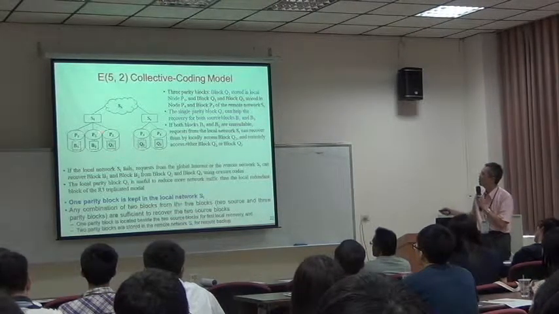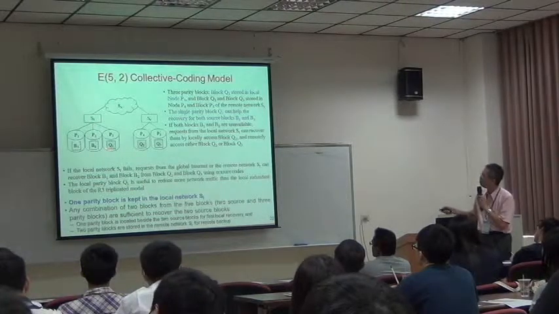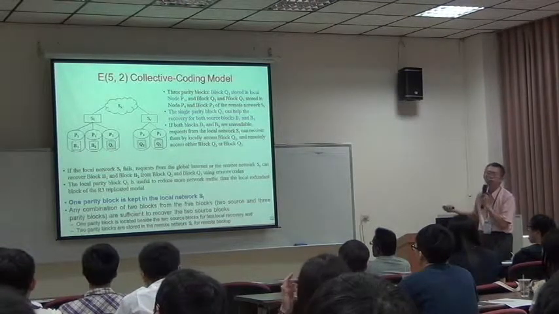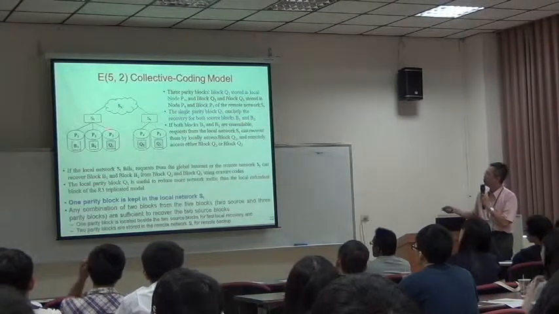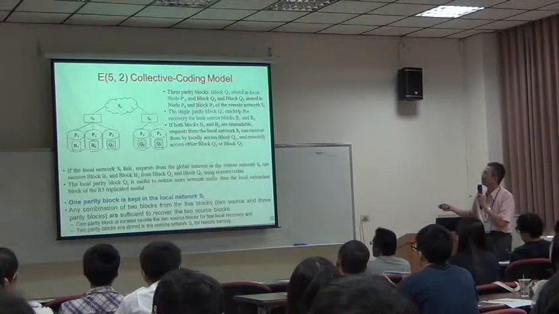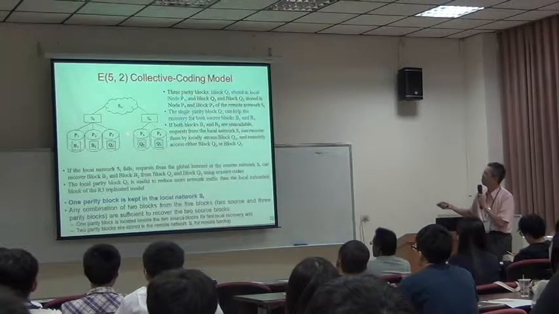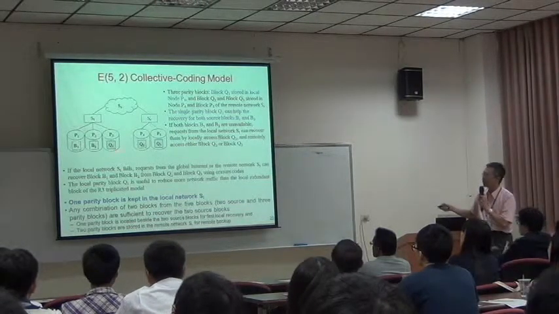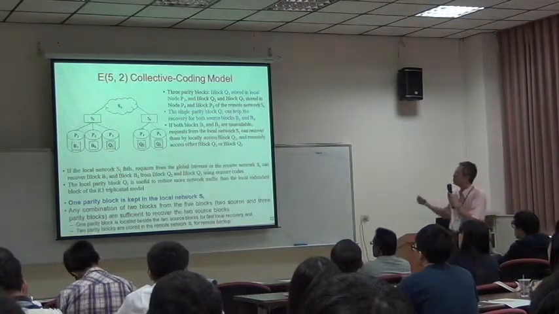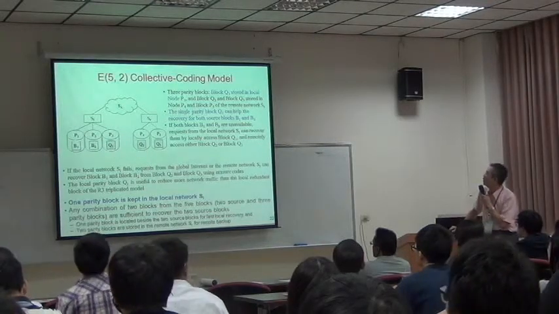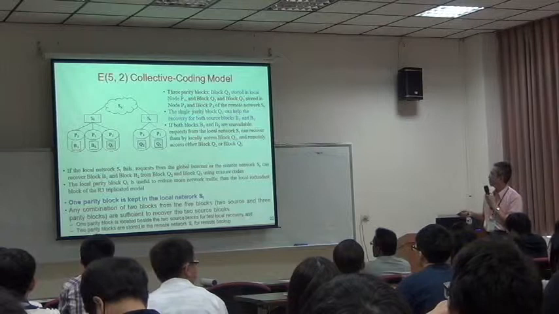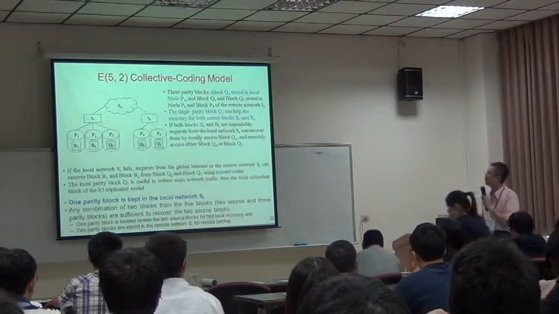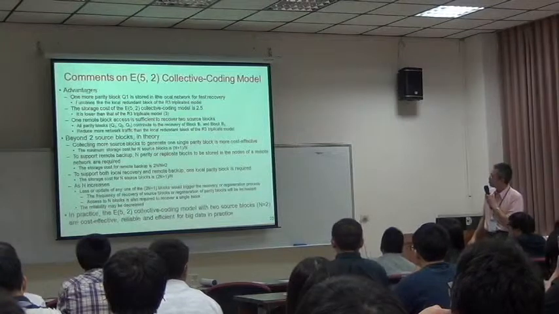Either B3 and Q1 can recover B1, or B1 and Q1 can recover B2, or Q2 and Q3 can recover B1 and B2. So when any one of our local sites fails, we can recover it from P3, and we don't need to access the remote site. For a single failure, we can recover it locally. This is the main idea of E52. However, we introduce 1 more parity block, so the storage cost becomes 2.5. This is a problem, but I think it's okay.